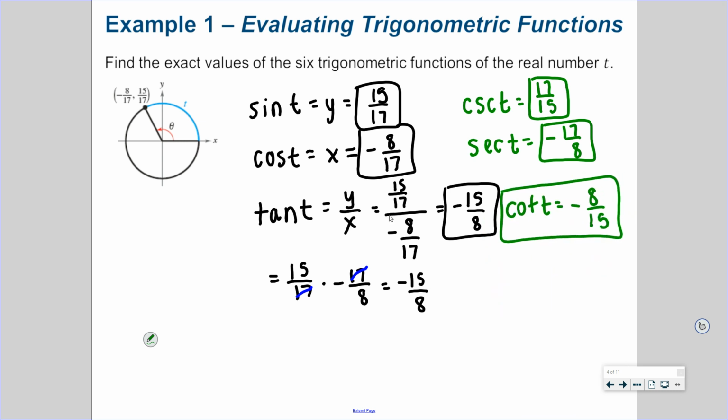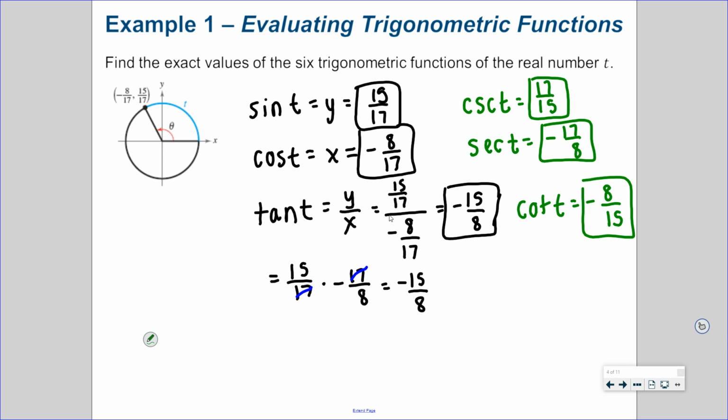Wait, since it's the reciprocal, it doesn't have to be negative? Like, you wouldn't switch the sign? Nope. I think you're thinking of perpendicular slopes. Yeah, like when you switch it. Nope, reciprocals of numbers are just the numerators and denominators flipped, nothing about their signs.